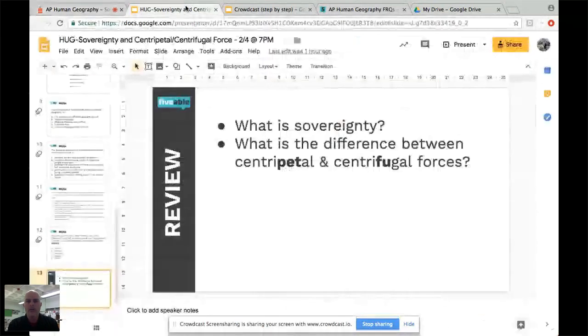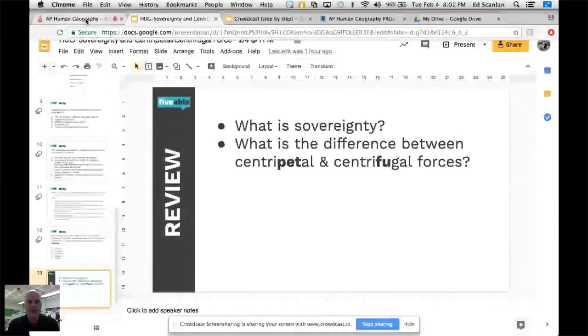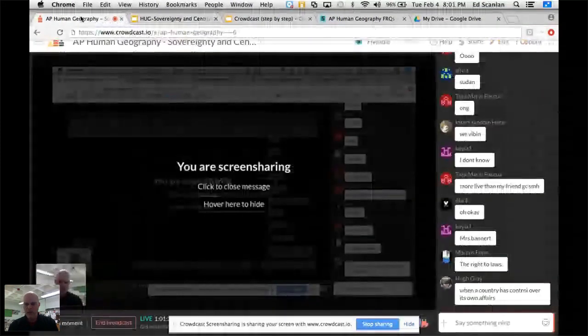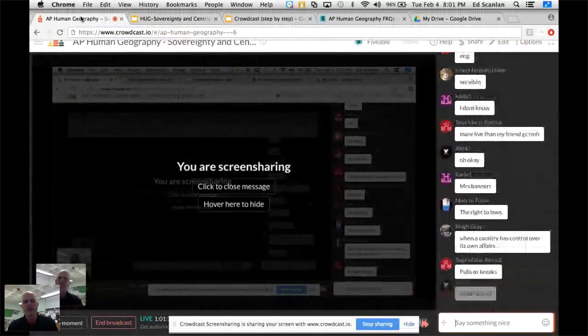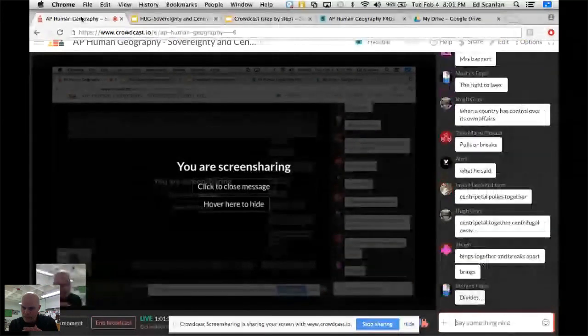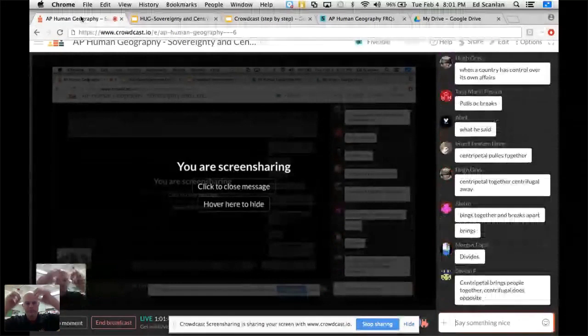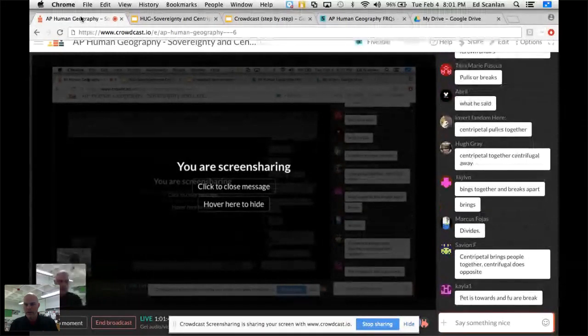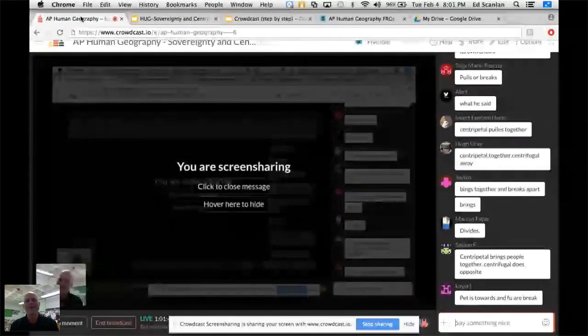All right. And what is the difference between centripetal and centrifugal forces? Good. Right. When a country has control over its own affairs, that's sovereignty. Good stuff. What's the difference between centripetal and centrifugal force? Right. It's pulls and breaks. Which one's which? Good. Centripetal pulls together. Centrifugal breaks apart. All right. Pet is towards. Right. Those other two letters are breaking apart. I won't repeat that one, Kayla, but I'm glad that you got that down.